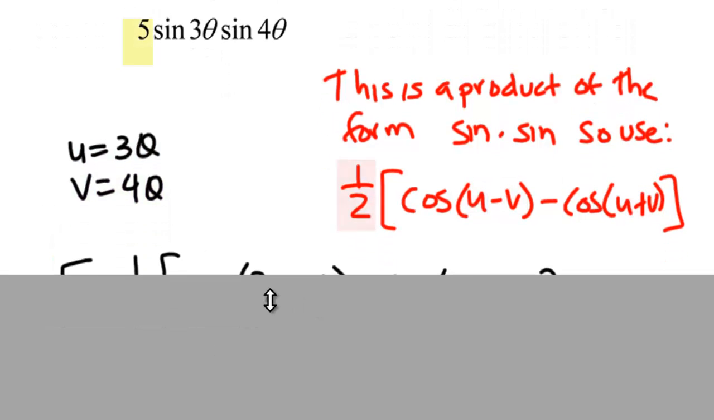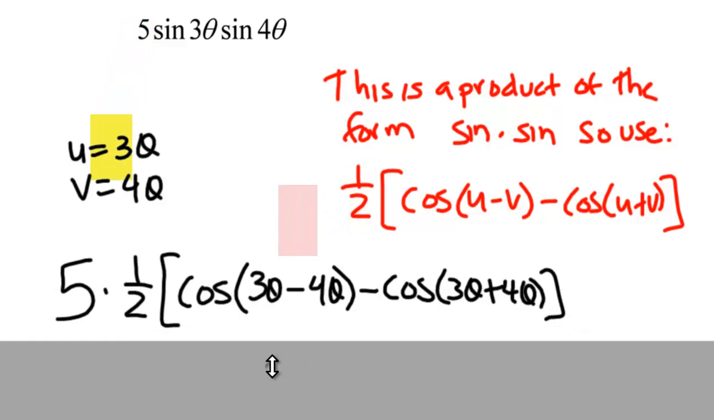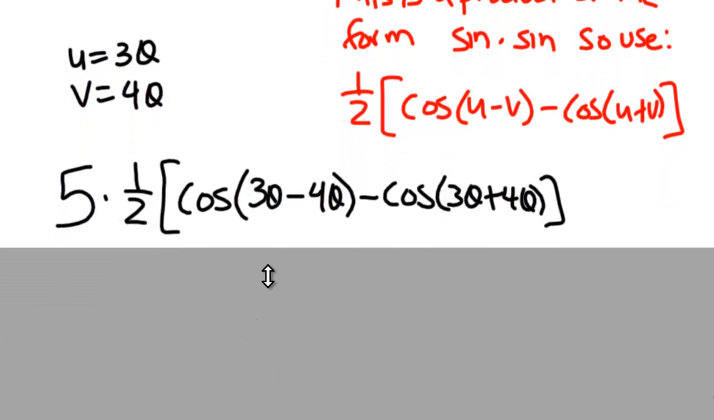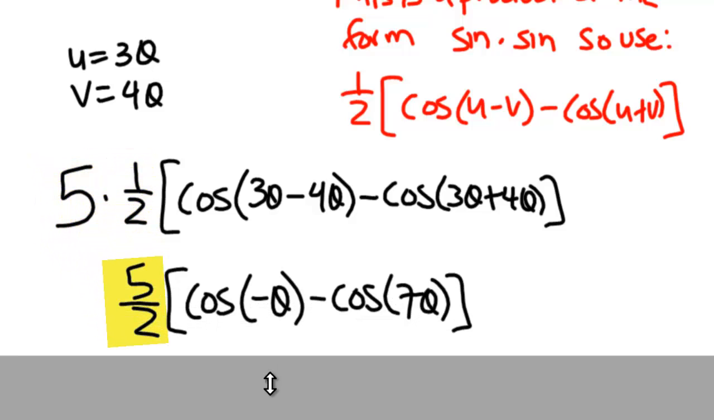Now we still have the 5 there, it doesn't go away. So I have 5 times 1/2 the cosine of 3 theta minus 4 theta minus cosine of 3 theta plus 4 theta. Next, I am going to take the 5 times the 1/2 to get 5 halves. 3 theta minus 4 theta becomes a negative theta. 3 theta plus 4 theta becomes 7 theta.